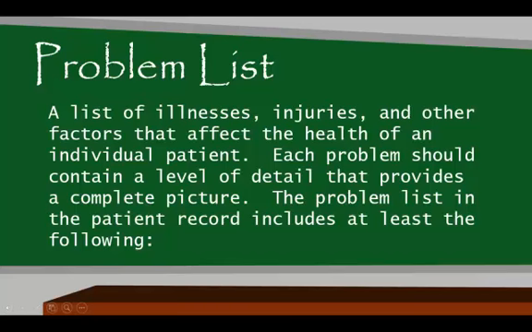So what is the problem list? It's a list of illnesses, injuries, and other factors that affect the health of an individual patient. It's a pretty broad definition. Each problem should contain a level of detail that provides a complete picture. So we need some summary detail for each problem that you list. The problems in the patient record need to include each of the following. There are 4 criteria that we're going to talk about, so it'll make it a little bit more clear as far as what needs to be in the problem list.